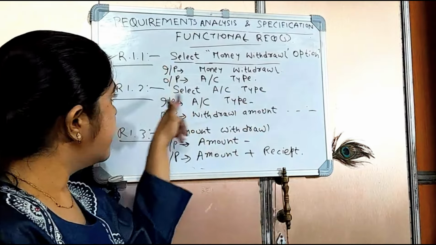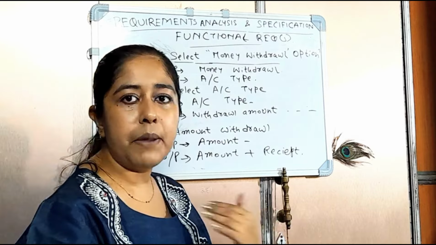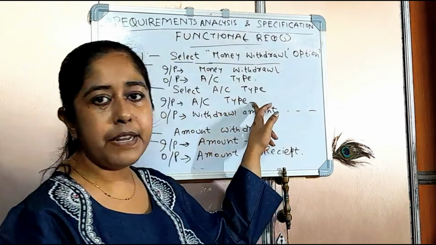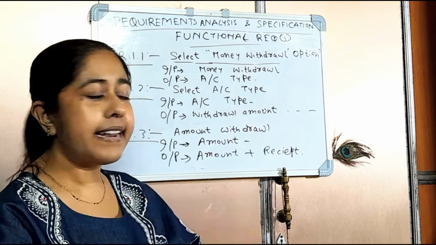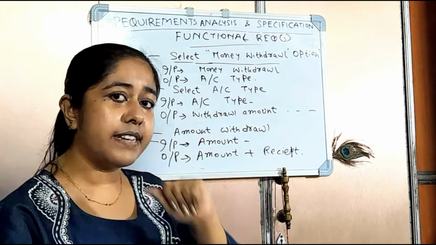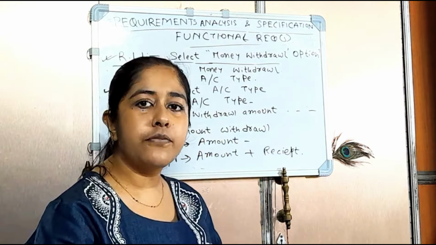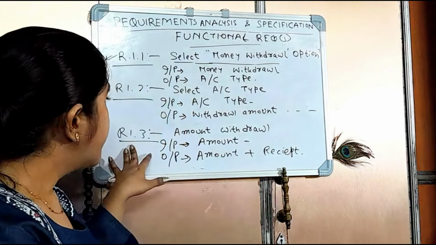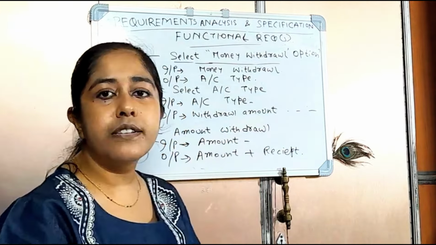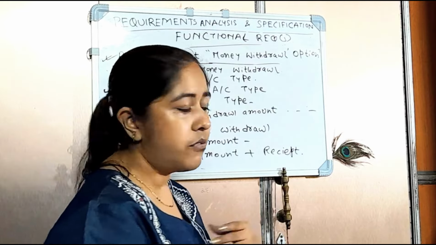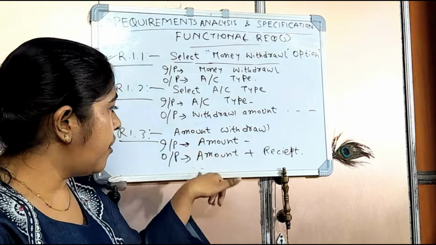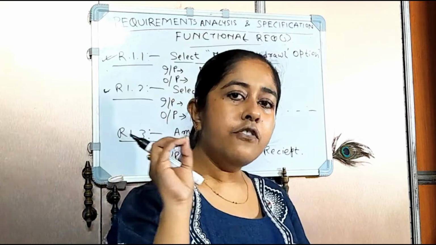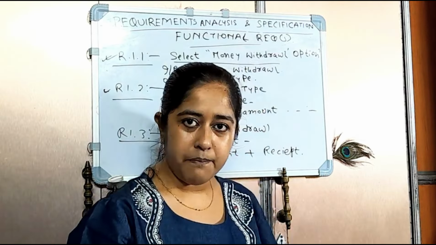Then the second thing, select account type. My requirement is now I have to select the account type. I will give my account type in input. It will process and ask again for the third thing, that is your withdrawal amount. What kind of amount you want? The range, whatever range is there, if any range is fixed there. Third requirement, amount withdrawal. Now I have to withdraw my amount. Input is the amount, and output is your amount given to you by the ATM and a receipt given to you by the ATM.